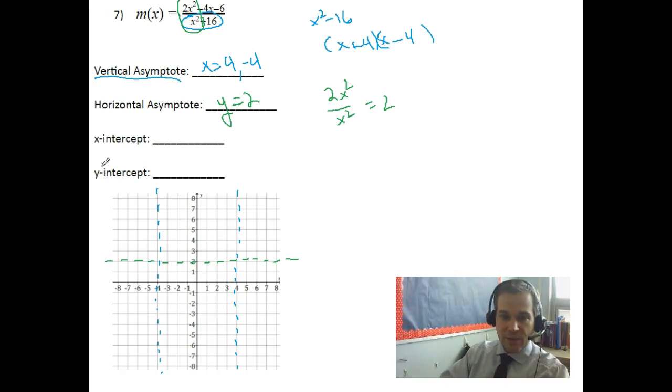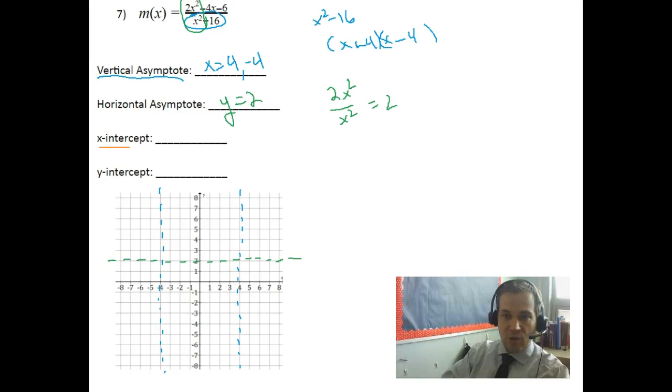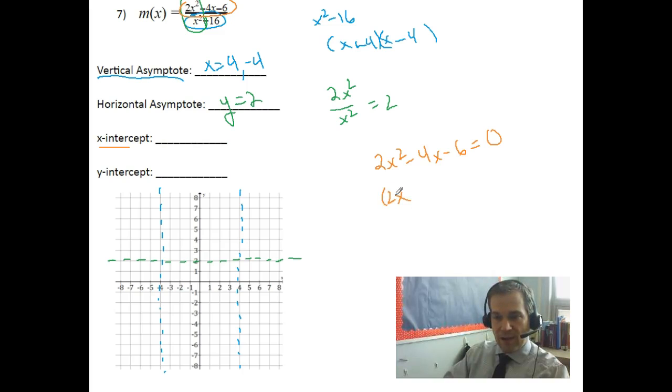For the x-intercept, I'm going to look to see what makes the numerator 0. So that's going to be what makes 2x squared minus 4x minus 6 equals 0. I'm going to factor this. I do notice I could do a 2x and an x to get the 2x squared and multiply things out, and you can certainly do that. I will say though that all these numbers are even, so I think it's easier, in my opinion, if you divide everything by 2 off the bat to work with smaller numbers.